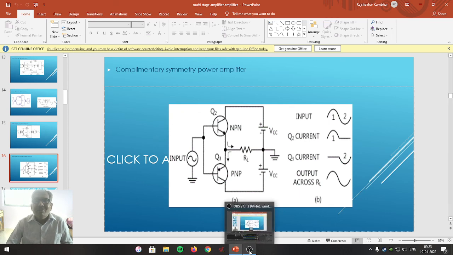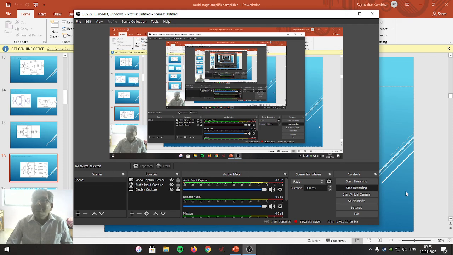Friends, that's all about today's lecture, that is the complementary symmetry power amplifier circuit.